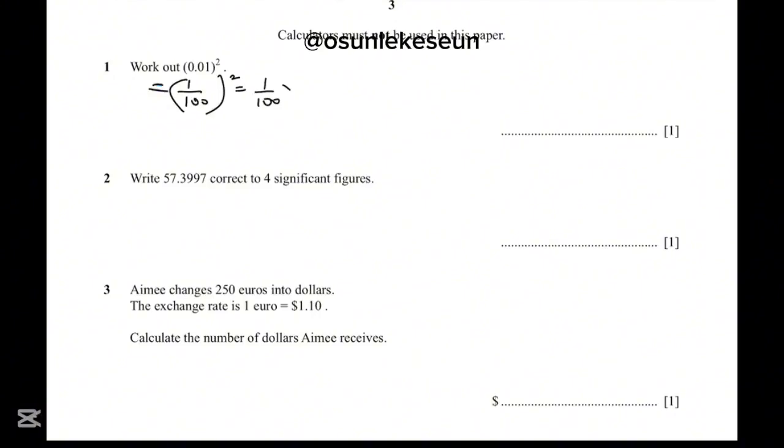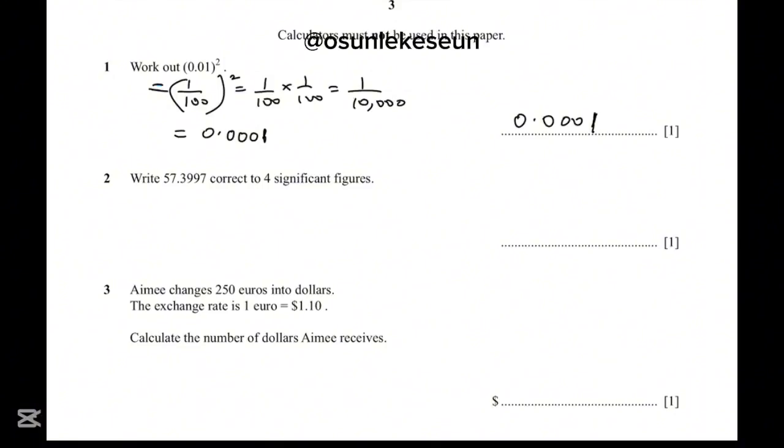1 over 100 times 1 over 100, which is 1 over 10,000, and that's also going to be 0.0001. So this is the answer, 0.0001.